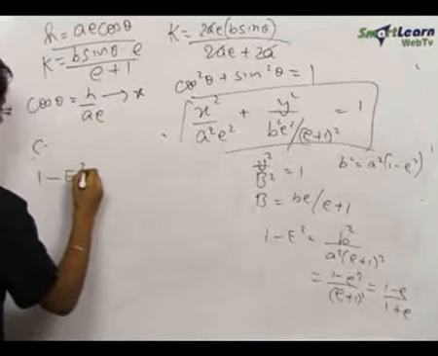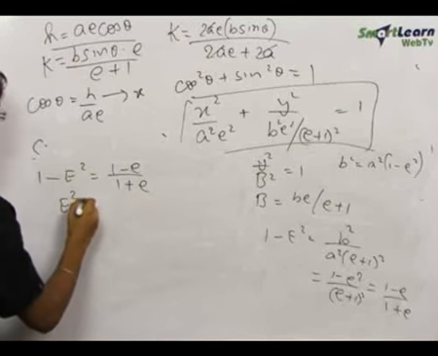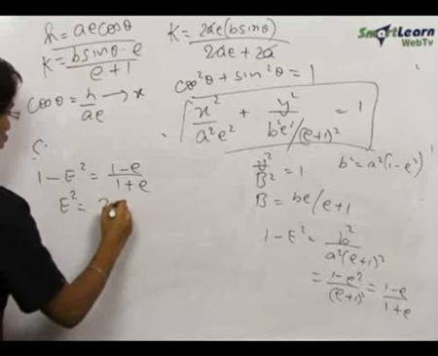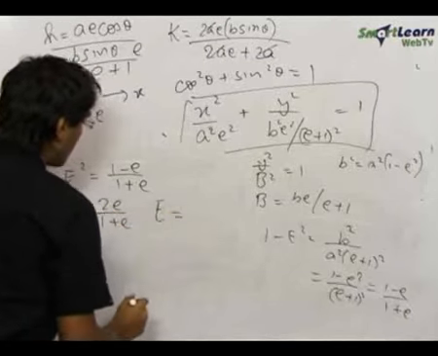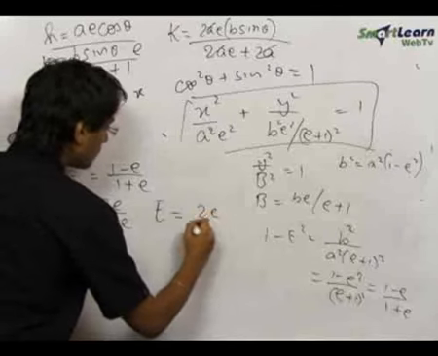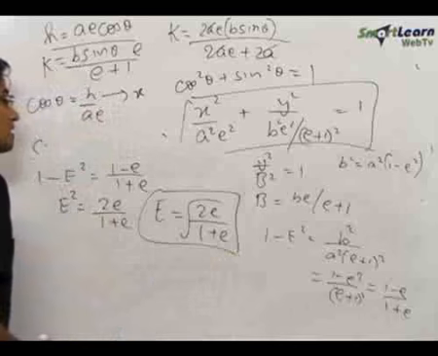Hence 1 minus capital E square is equal to (1 minus e) upon (1 plus e), and E square becomes 2e upon (1 plus e), and hence the eccentricity of the ellipse which we proved is equal to under root of 2e upon (1 plus e).